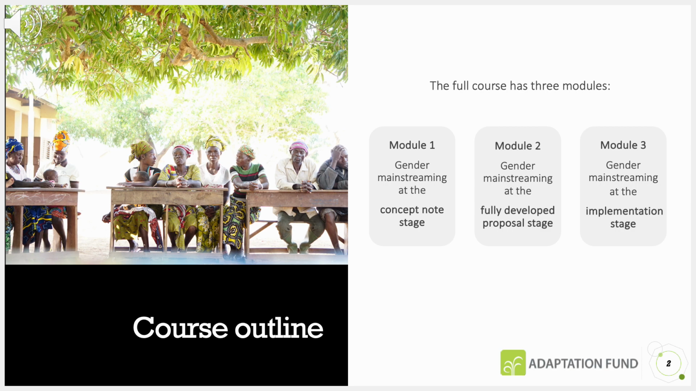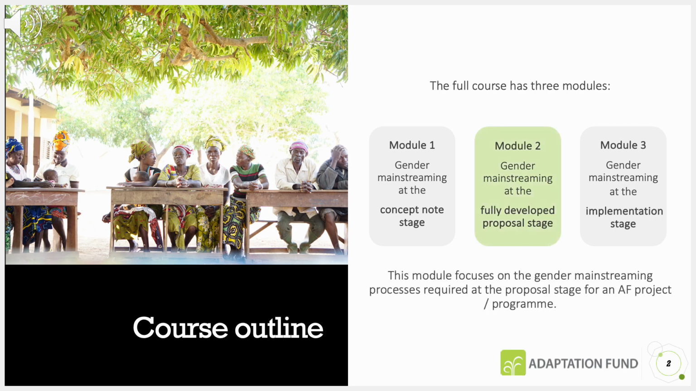The gender mainstreaming course is split into 3 modules relevant to the different stages of the Adaptation Fund project or program lifecycle. This module focuses on the fully developed proposal stage.